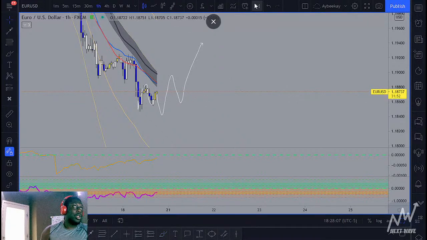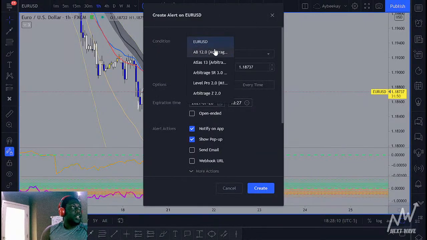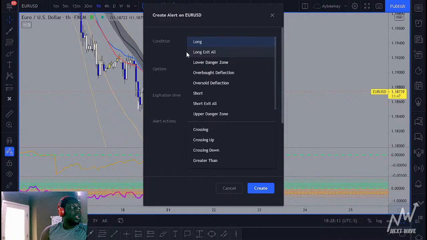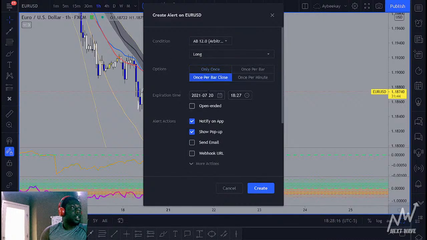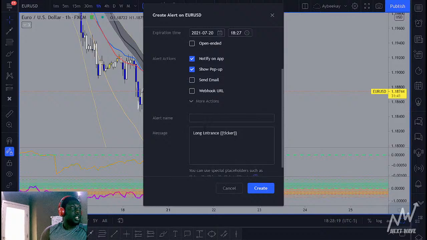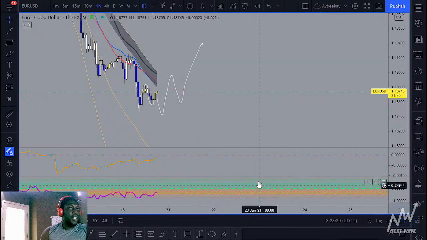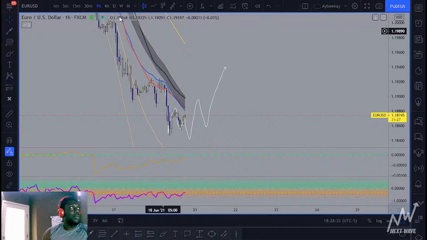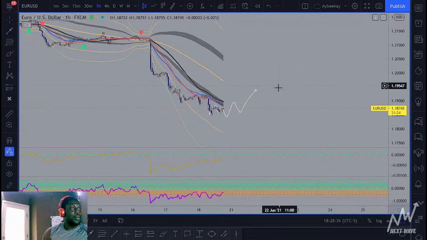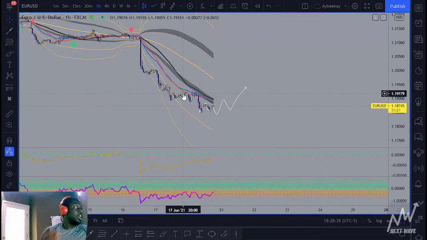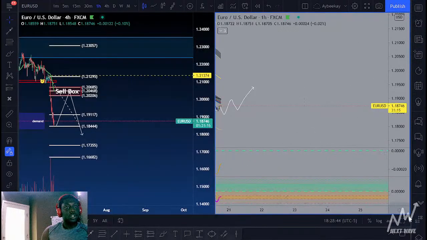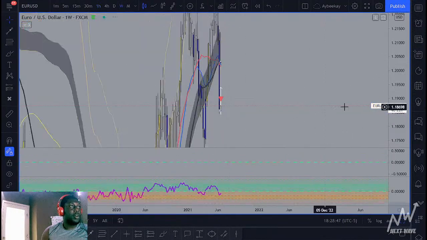But I'm going to go ahead and set the alert for Euro USD for a buy. Long opportunity, only once per bar close. Show pop up. Yeah, why not? And then create. So that's what I'm gonna be looking for on Euro USD for the 1 hour time frame. That's probably gonna be the play on Tuesday, unless it happens tonight, which I don't think it will. So yeah. Other than that, weekly time frame, let me go back to it.